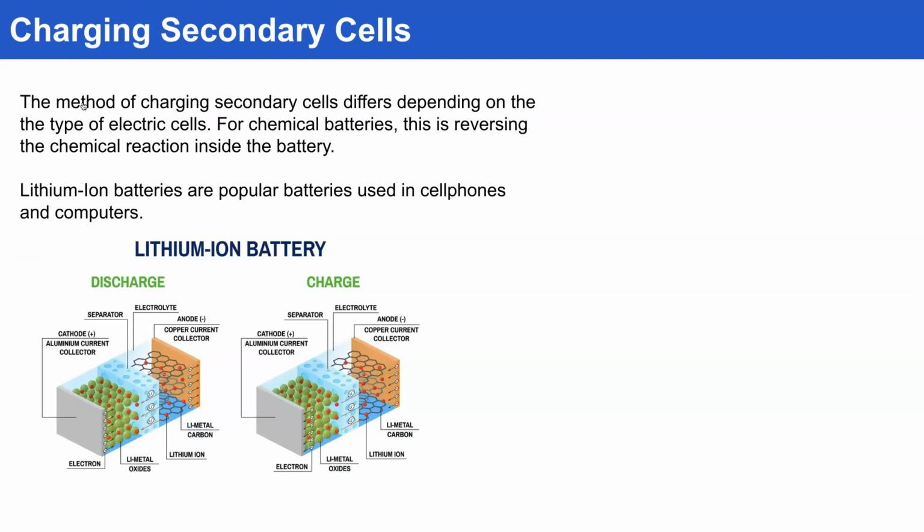Alright, and so the method of charging cells differs depending on the type of electrical cell. So for chemical batteries, it is to reverse the chemical process inside the battery. So you plug in your laptop, whatever, the energy from the outlet sends the charges back, reversing the chemical process, and this is what we use inside our phones and laptops, etc.